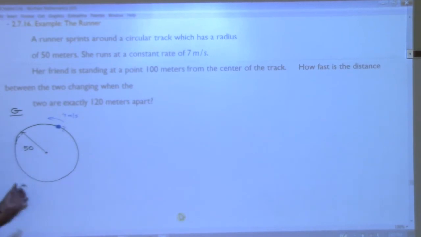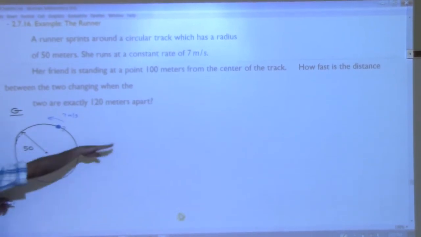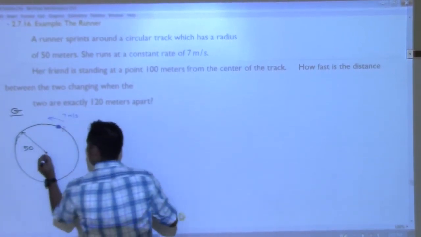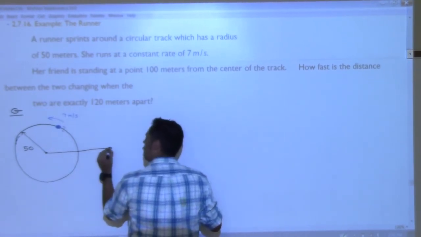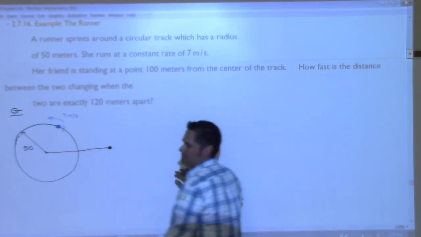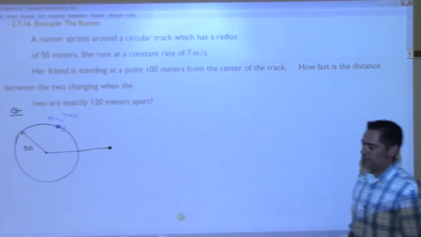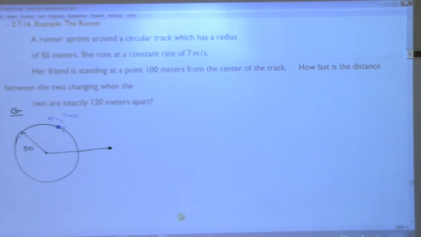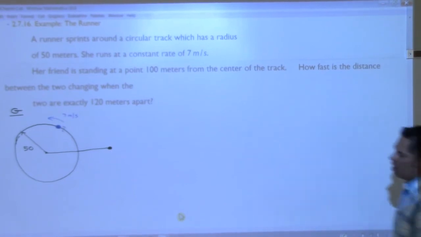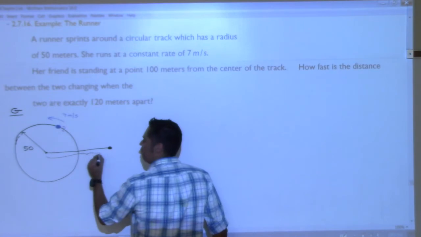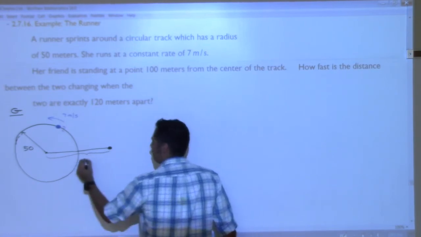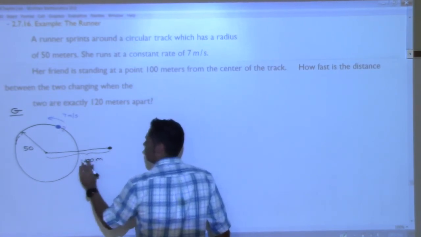To make it easy, I'm just going to go straight out this way. That's 50 meters. I go another 50 meters. There's her friend right there watching her. What I do know is that this distance from here to here is what? 100. That's not changing, right? That's 100 meters.